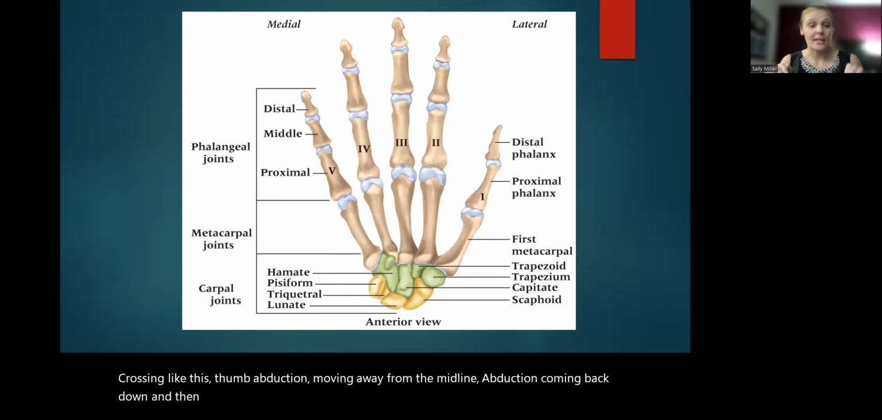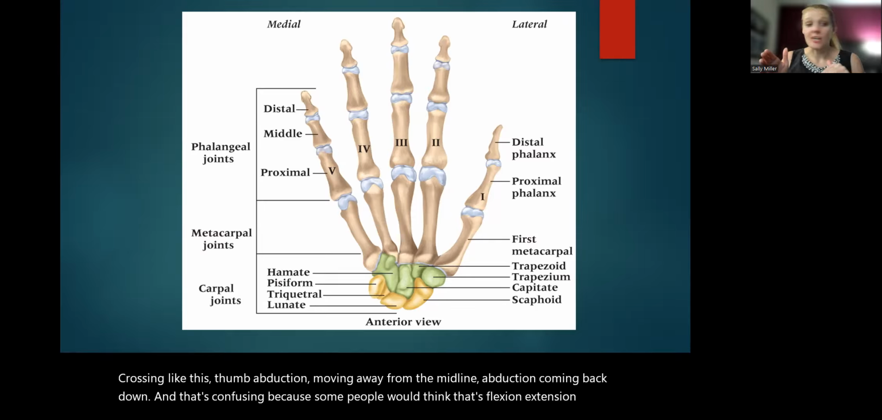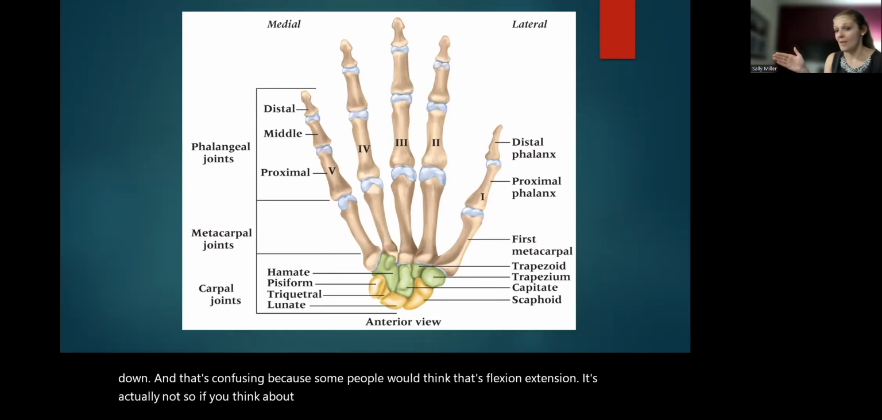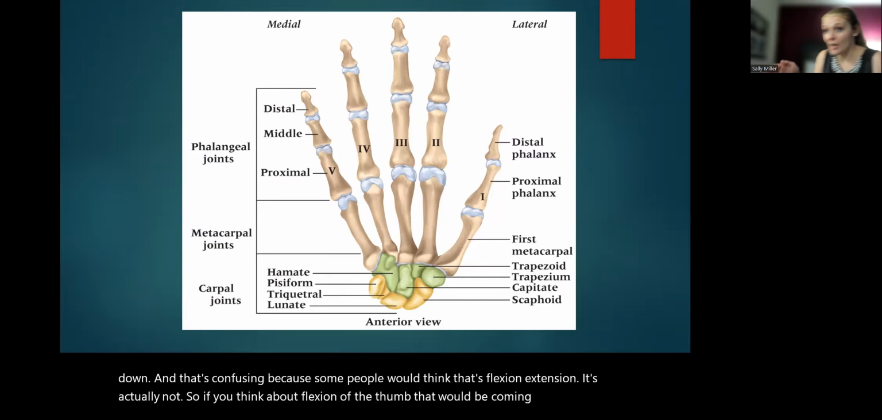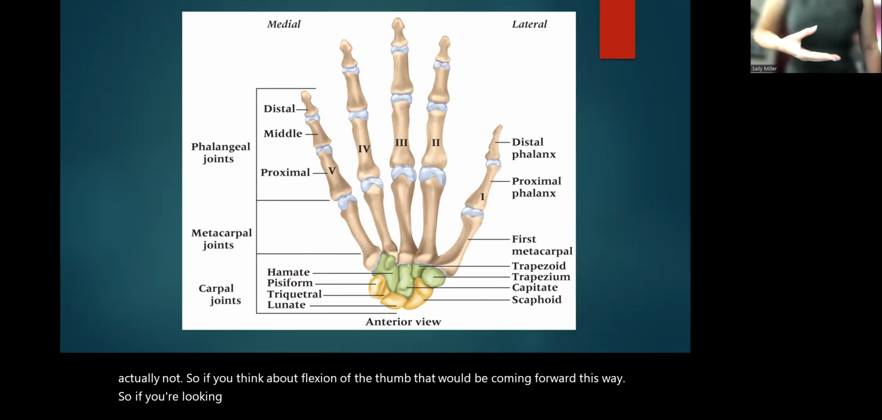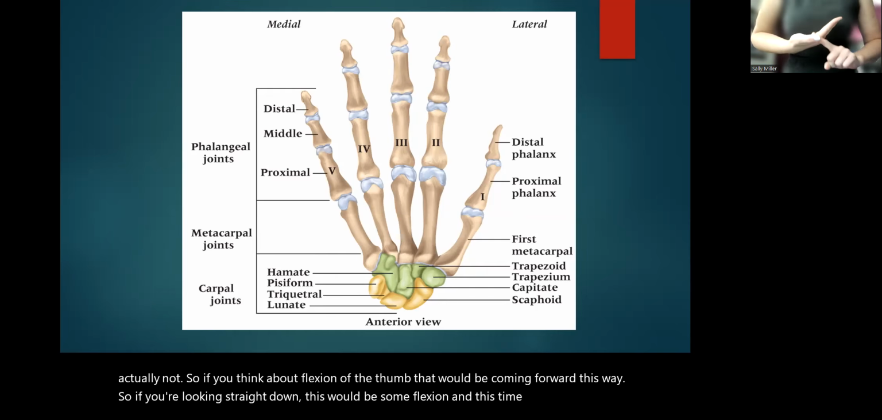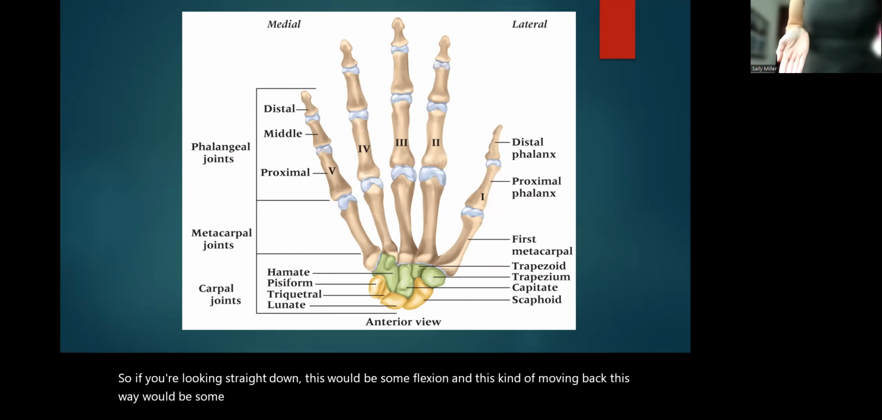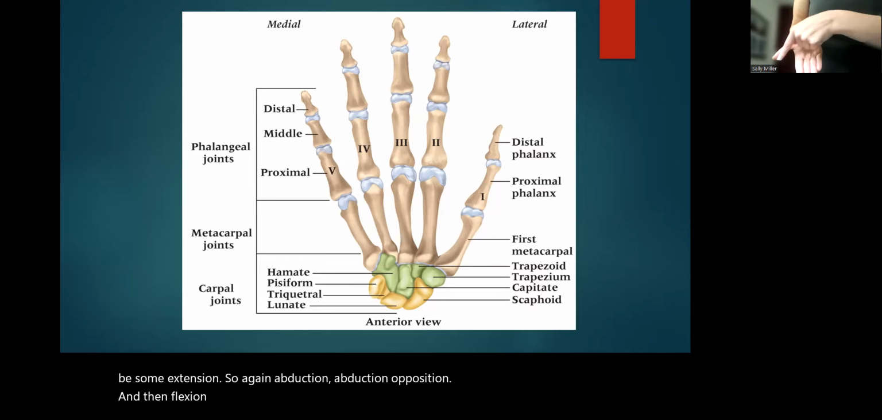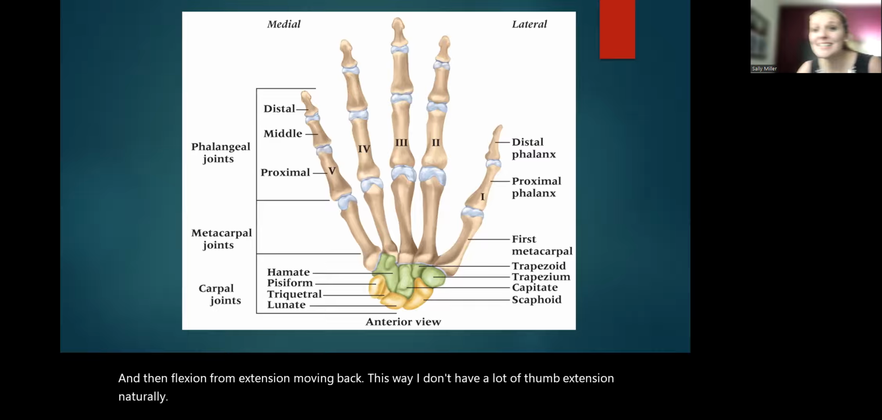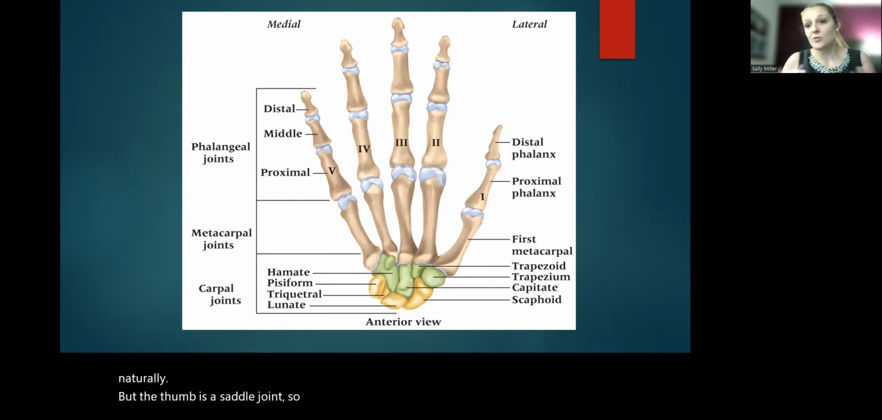Thumb abduction, moving away from the midline, adduction, coming back down. And that's confusing because some people would think that's flexion extension. It's actually not. So if you think about flexion of the thumb, that would be coming forward this way. So if you're looking straight down, this would be thumb flexion, and this kind of moving back this way would be thumb extension. So again, abduction, adduction, opposition, and then thumb flexion, thumb extension, moving back this way.